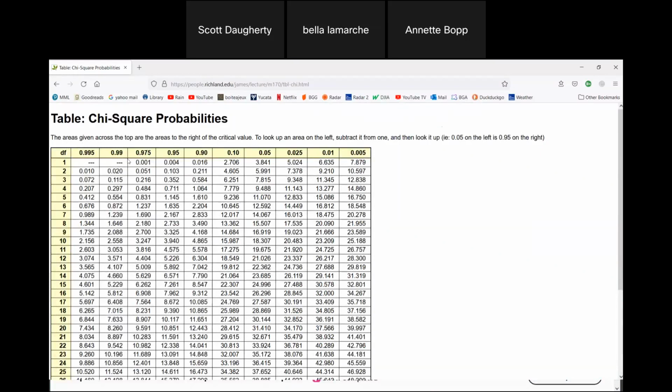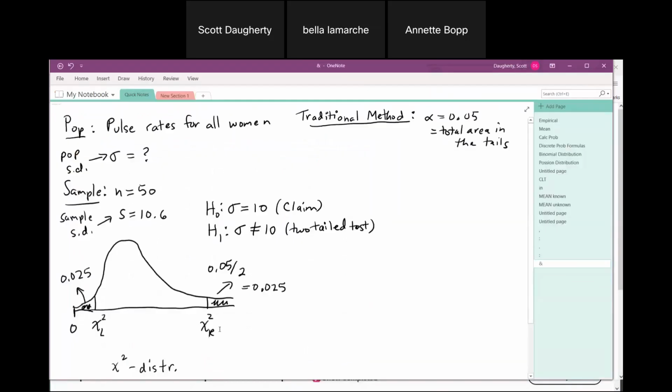So let's start with the one on the right. Let's find this one. If you want to find this chi-square value, the table is asking for the area to the right of it. So the area to the right of this would be 0.025.